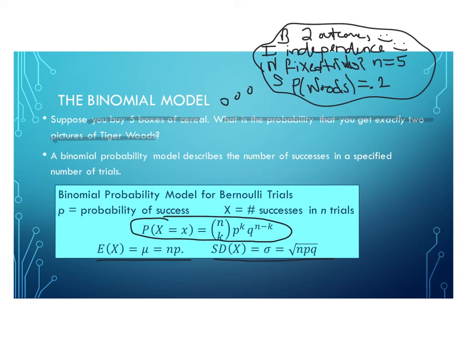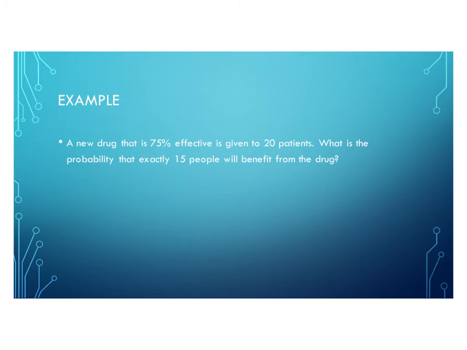So remember our BINS. B is for binary, 2 outcomes. I is for independent trials. N is the number of trials that are fixed. And S is the same probability of success. Okay, so now let's go to an example. A new drug that is 75% effective is given to 20 patients. What is the probability that exactly 15 people will benefit from this drug?